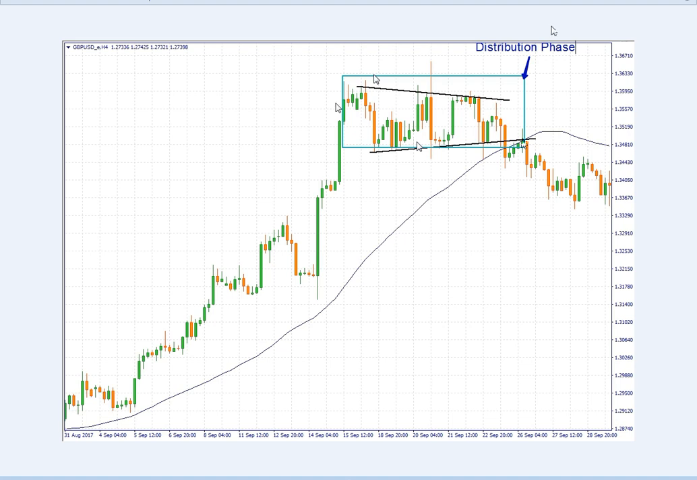We wrote it here that after the accumulation stage, which we already looked at, we now go to the advancing stage, which is basically an uptrend. Then we go to the distribution stage, which is a consolidation after an uptrend.